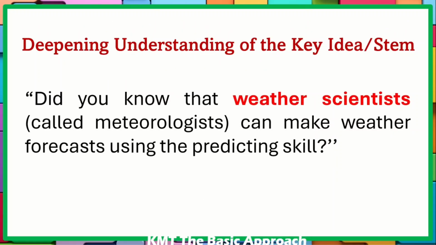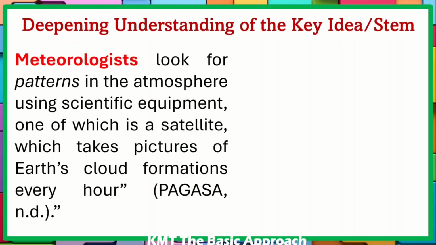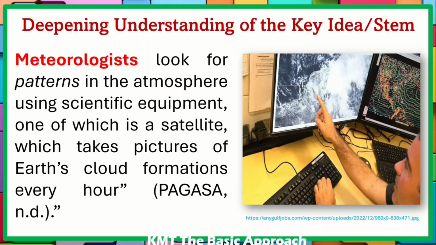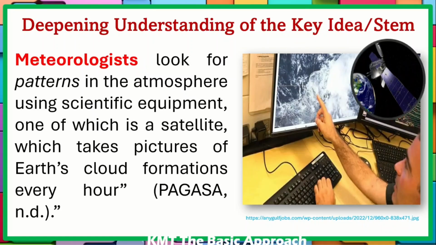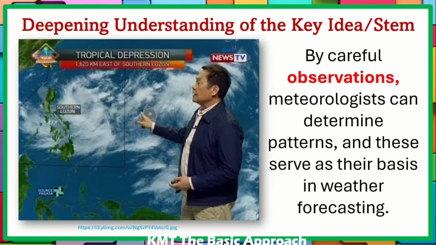Did you know that weather scientists called meteorologists can make weather forecasts using the predicting skill? Meteorologists look for patterns in the atmosphere using scientific equipment, one of which is a satellite, which takes pictures of Earth's cloud formation every hour. By careful observations, meteorologists can determine patterns, and these serve as their basis in weather forecasting.